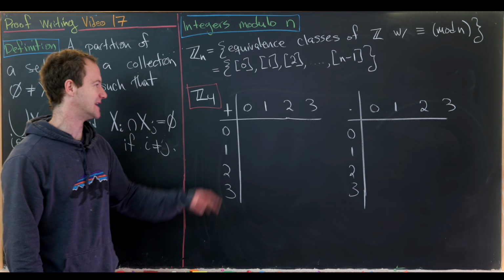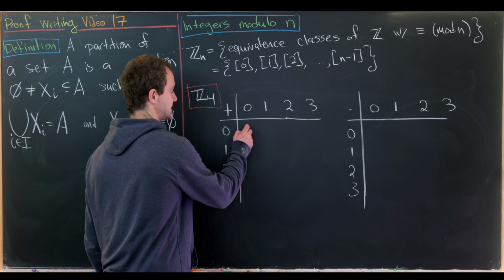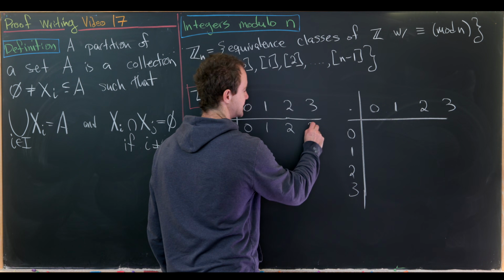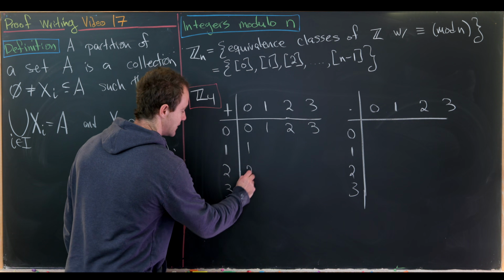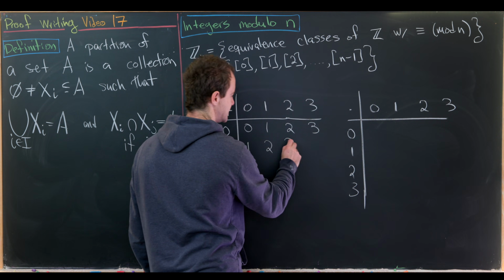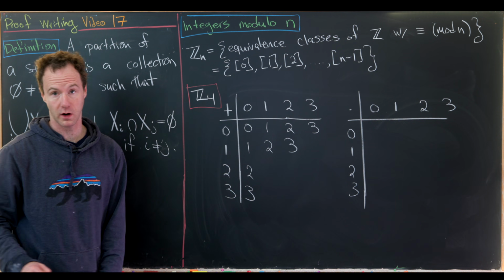Because if we know what setting we're working in, we can always think that these really mean the equivalence classes. Okay, so let's add 0 and 0. So 0 plus 0 will be 0. 0 plus 1 will be 1. 0 plus 2 is 2, and 3 is 3. And then down this line as well. Now let's do 1 plus 1, that is 2. 1 plus 2 is 3. 1 plus 3 is 4.